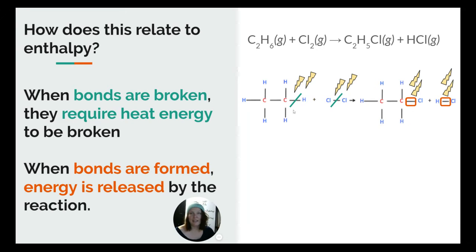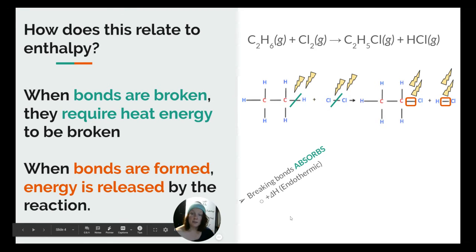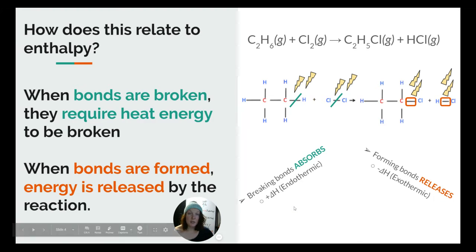I like to look at these little lightning bolts: pointing inwards means that energy is being put into the system, meaning this is endothermic, and pointing outwards means that energy is exiting the system, meaning this is exothermic. Okay, so breaking bonds absorbs energy. It has a positive delta H, meaning it's endothermic, and then forming bonds releases energy, and that is an exothermic reaction with a negative delta H.